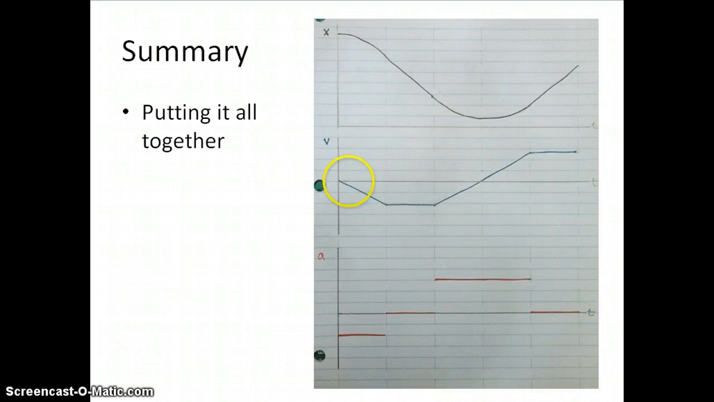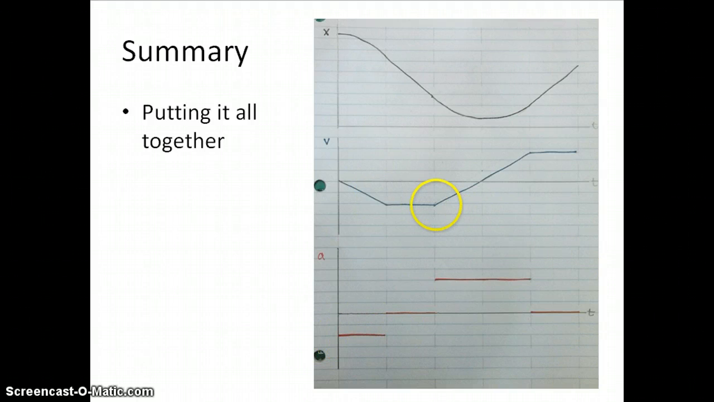So this one, we know we are speeding up, right? But it has a negative acceleration because we are speeding up in the negative direction. So this is where the negative acceleration comes from. And it's a straight line, so we know that we are accelerating at a constant rate. This is why this is horizontal.